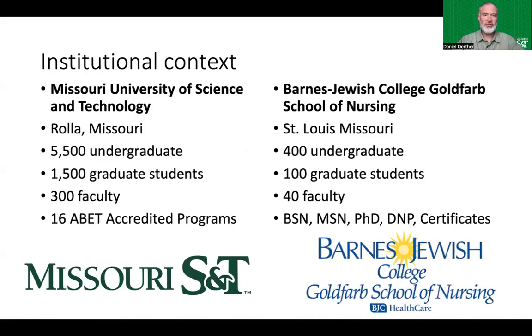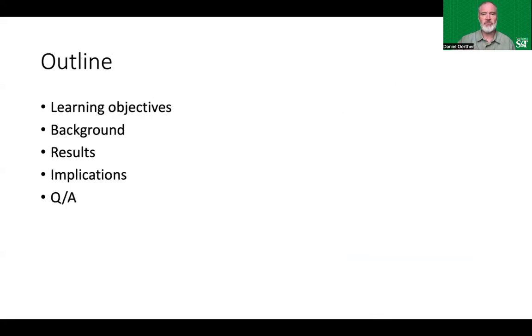Let me give you a little bit of institutional context. Missouri University of Science and Technology is located in Rolla. We have just shy of 10,000 total students. About 5,500 of those are undergrad, about 1,500 are grad, about 300 faculty. Barnes-Jewish College at Goldfarb School of Nursing has about 400 undergrads and about 100 graduate students and 40 faculty. So we're talking a focused engineering school collaborated with a focused school of nursing.